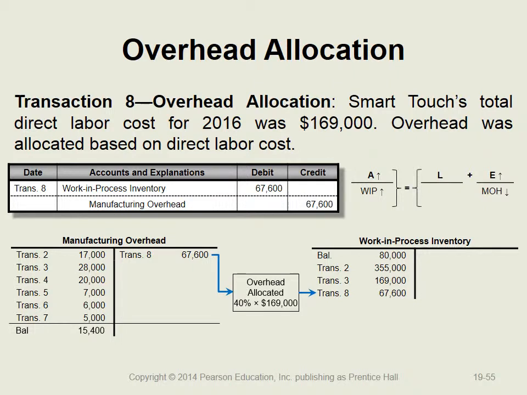Recall that manufacturing overhead is a temporary account used to accumulate indirect production costs during the accounting period. At the end of the accounting period, the manufacturing overhead account must have a zero balance. Therefore, an adjustment is required if overhead is underallocated or overallocated at the end of the period. We will show how to prepare this adjustment after we account for the completion and sale of the goods.